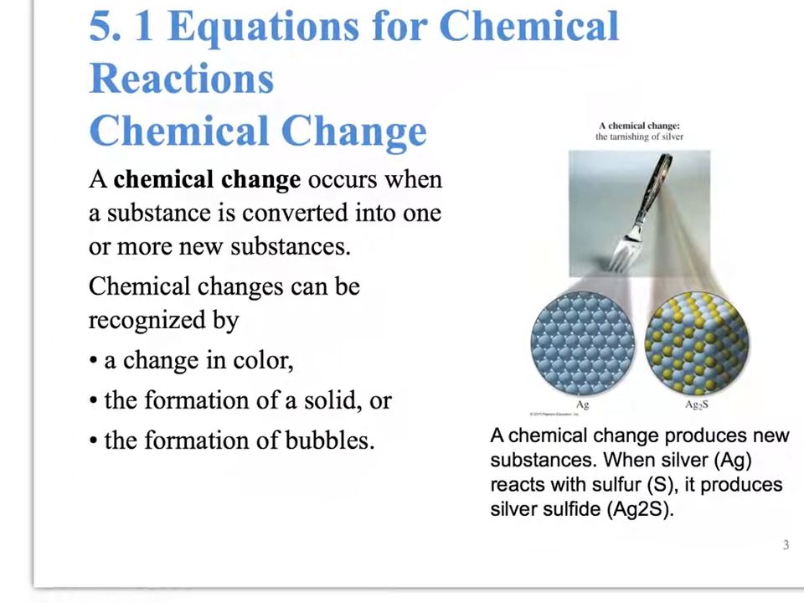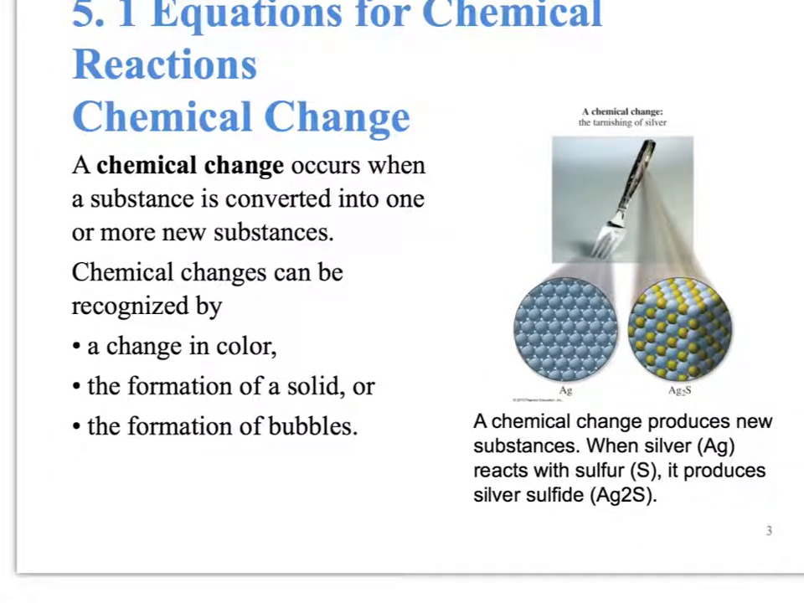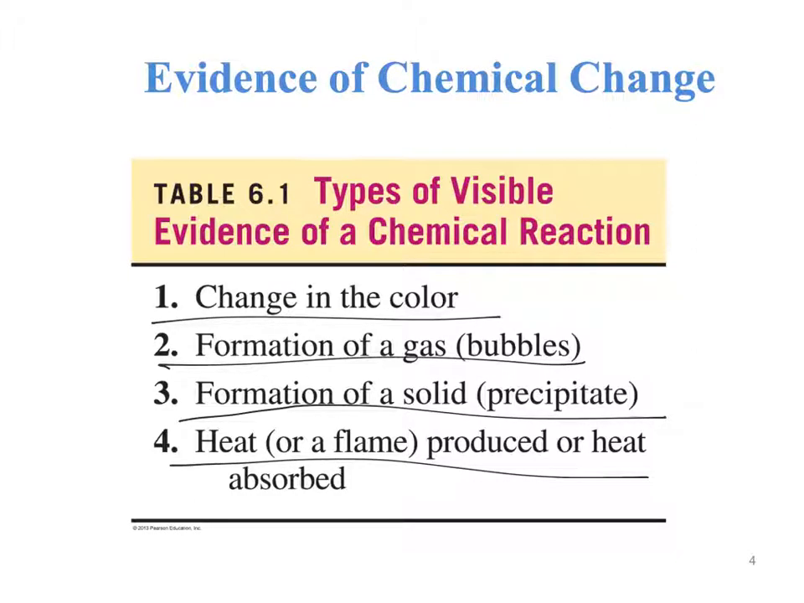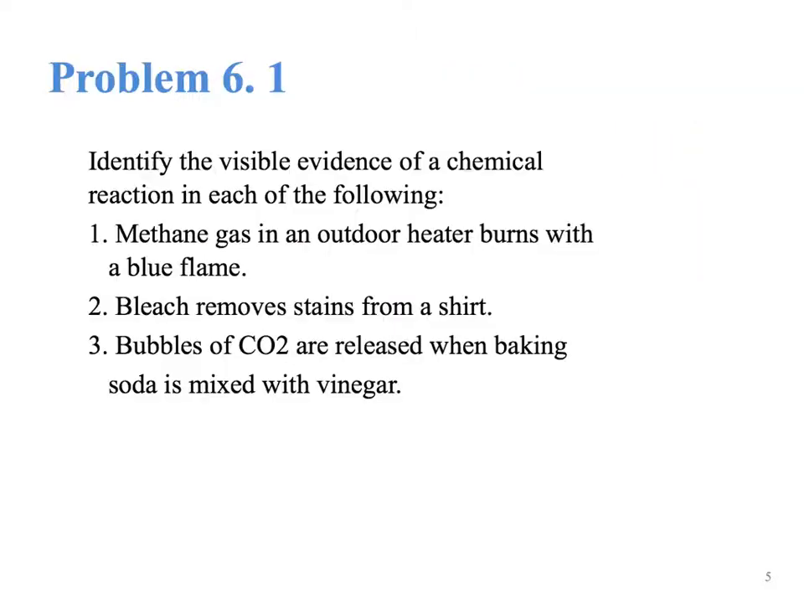What is the first thing we need to determine? When do we have a chemical change? We have a chemical change when a substance is converted from something to something else that has different properties. When do we observe a chemical change? When we see a change in color, when we see the formation of a precipitate, which is a solid, or when we see the formation of bubbles. There is a change in color, formation of a gas, formation of a solid, or heat can also be produced, and those are examples of chemical reactions.